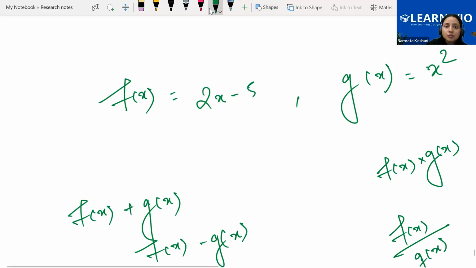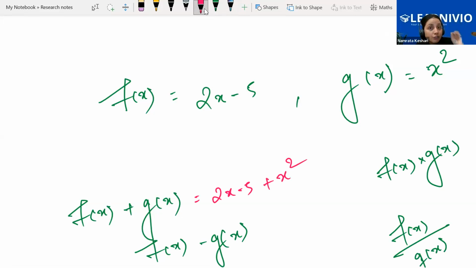So if we have to do f of x plus g of x, whatever is f of x, we will write it over here. Whatever is g of x, we will write it over here and we will add it. If possible to add it, we will be adding it. Since here x square we are having, it is not possible now. But if we will be having just x, can you tell me what will be f of x plus g of x?